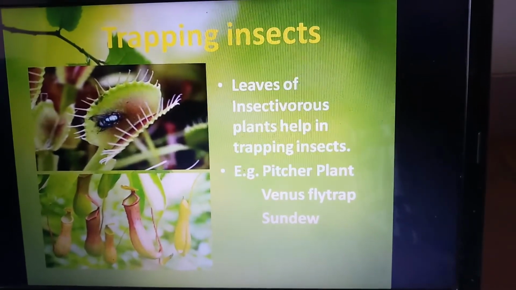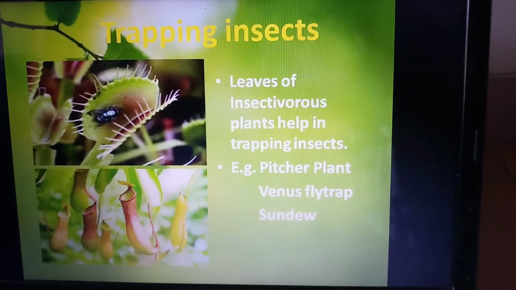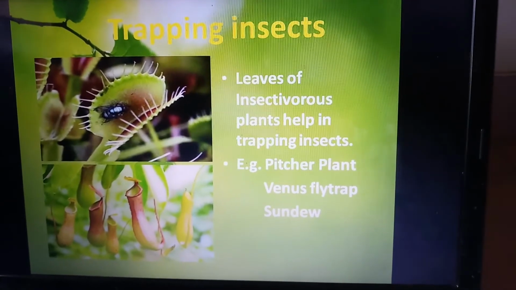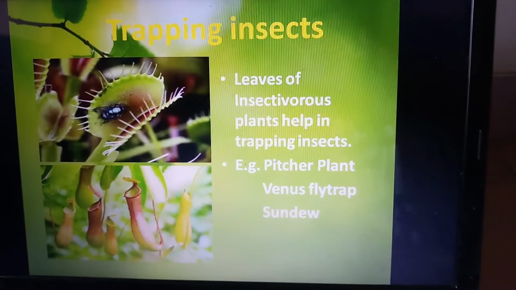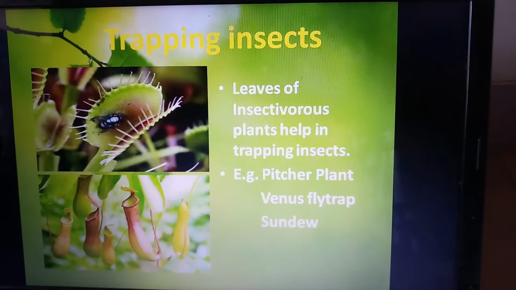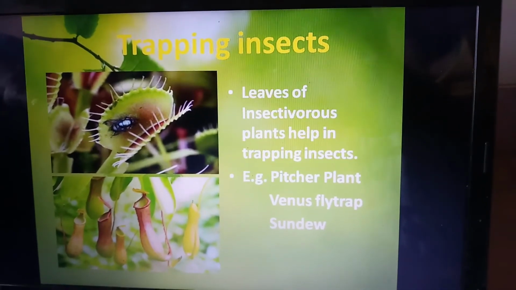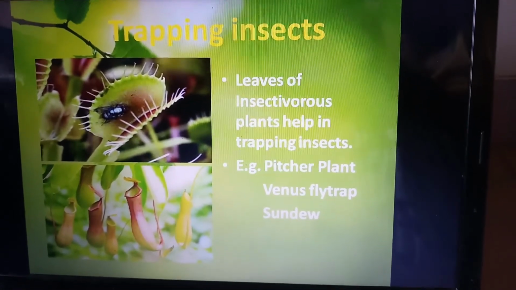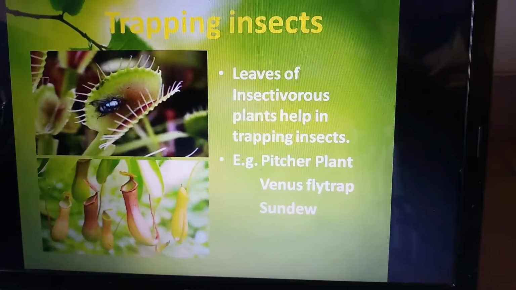So if you see the first picture, once the insect sits inside the modified leaf, the plant identifies it and the leaf starts to close. Also the leaves are sticky in nature, so the insect cannot easily escape. In the second picture where you see the pitcher plant, the leaf is modified in the shape of a pitcher and it has got a fluid inside it which has got a very nice fragrance.